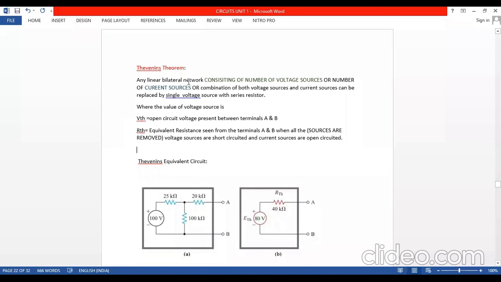We have written. Yes, Priyanka. Thevenin's resistance. RTH means Thevenin's resistance, very good. Priyanka, raise your hand. You can read. Equivalent resistance seen from the terminals A and B when all the sources are removed. Voltage sources are short circuited and current sources are open circuited.